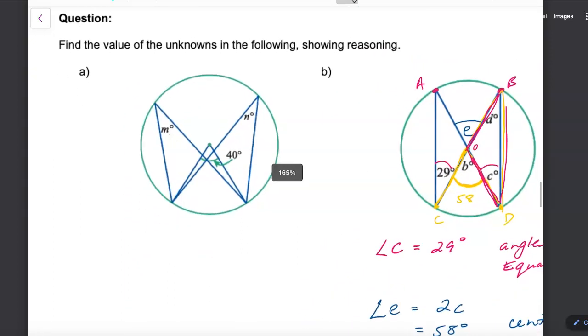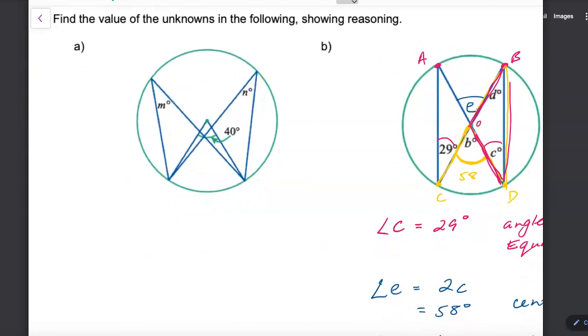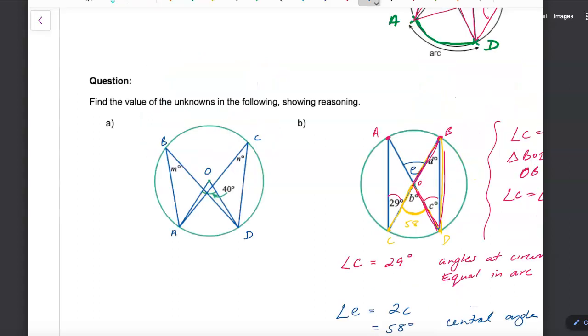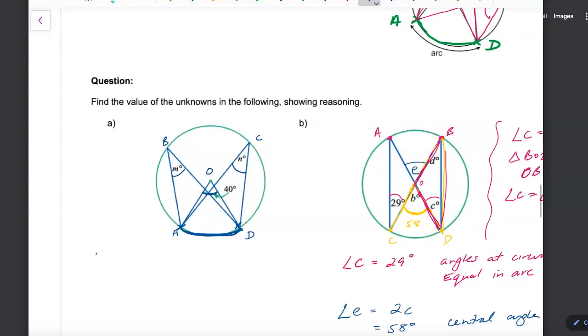This one says, find the value of the unknowns in the following, giving reasoning. So here, I'm just going to label some points to help me. I'm going to call this A, B, C, D, and I can see I've got the central point, so I'm going to give that an O. And here I want to find M and N. What I can see is I've got a minor arc through A and D, and I've created the angles M and the angles N using this minor arc. But I also have created a central angle that's 40 degrees.